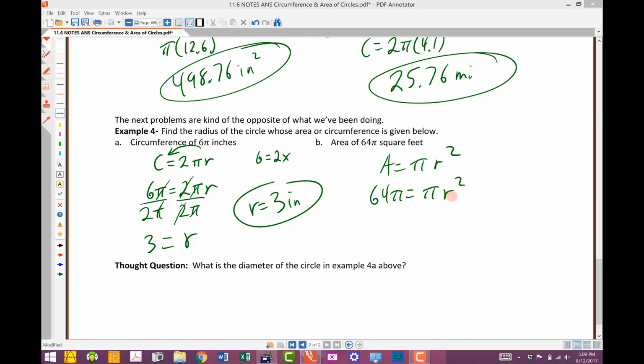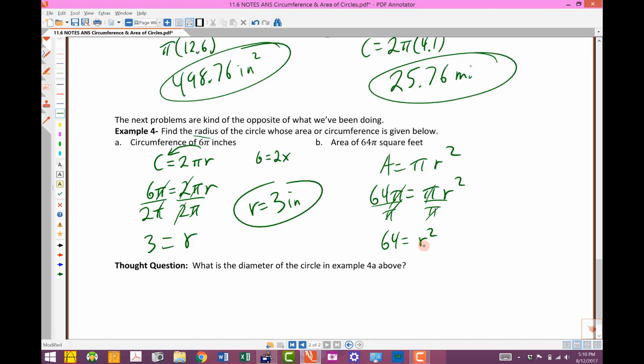Now this is going to take a little bit of thought, but see if you can follow this. This is the variable right here. We want to figure out what the radius is. It even says that in the instructions, find the radius of the circle. You'll notice we've got a pi on both sides, so we can do something similar to what we did over here. We can divide both sides by pi. So I'm going to cancel those off, and we get 64 equals r squared, or 64 equals the radius squared.